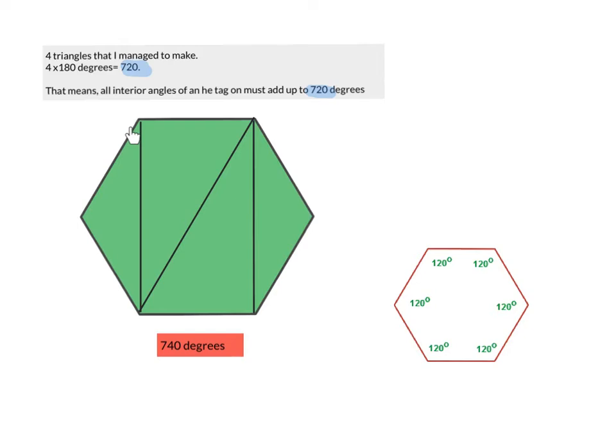I'm going to count how many angles I have in here: 1, 2, 3, 4, 5, 6, because it's a hexagon. So I have 6 angles. I take my 720 divided by 6 gives me 120 on each. But don't worry about this. You just need to know that in a hexagon we have 720 degrees, and I showed you a clever way of working it out because your triangles are the giveaway clue.